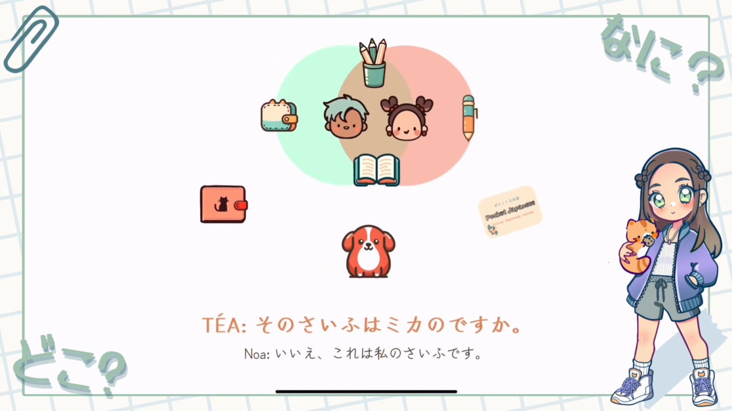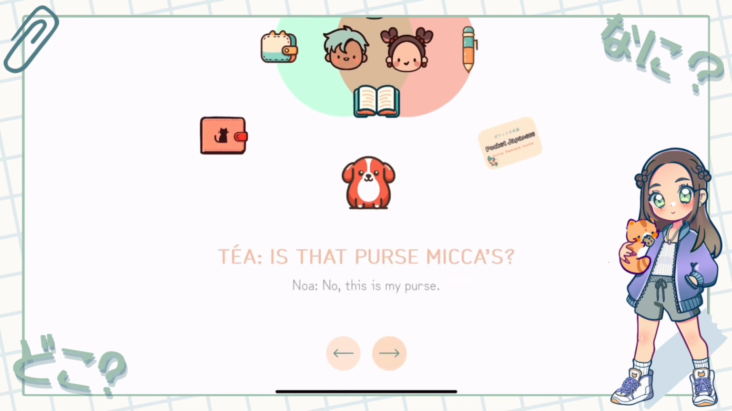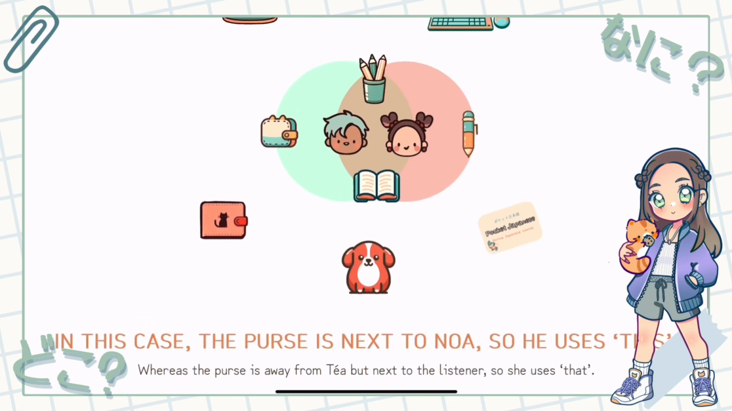Teya, その財布はミカのですか？いいえ、Noah. いいえ、これは私の財布です。So we're looking at the saifu, the purse that is next to Noah. Taya is saying, that purse, is it Mika's? And Noah is saying, no, this is my purse. In this case, the purse is next to Noah, so he uses this, whereas the purse is away from Taya, but next to the listener, so she uses that.